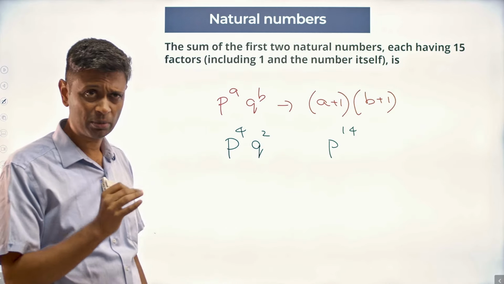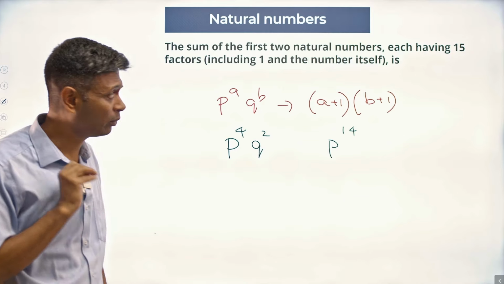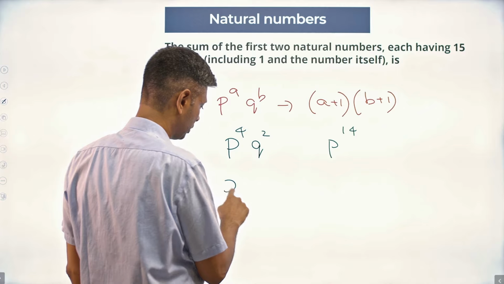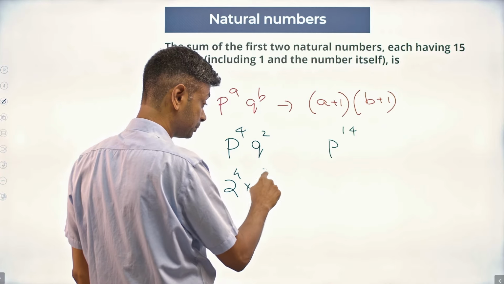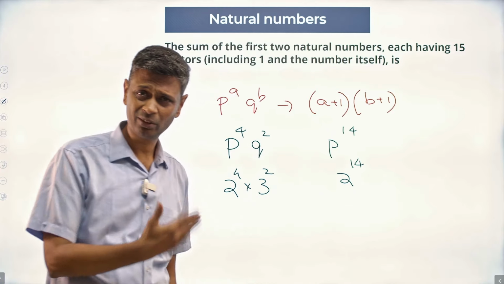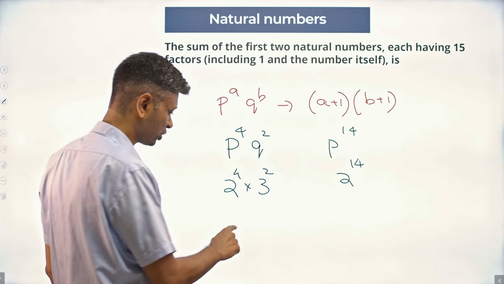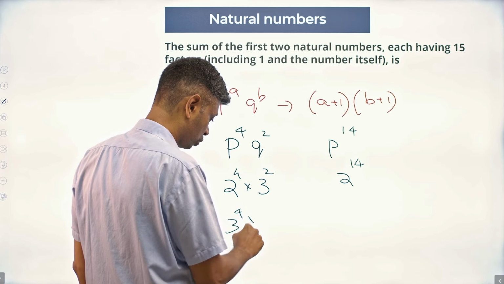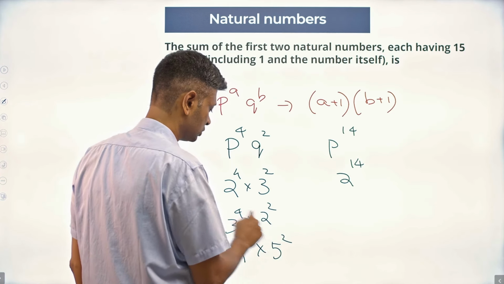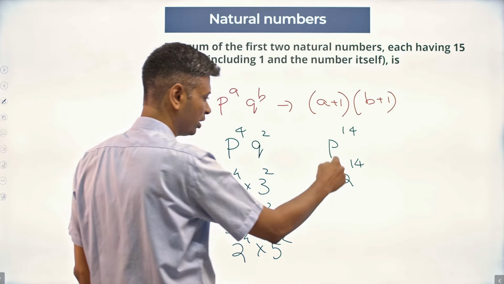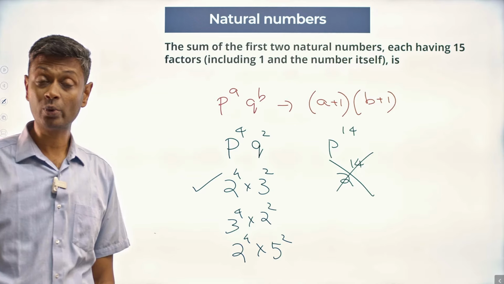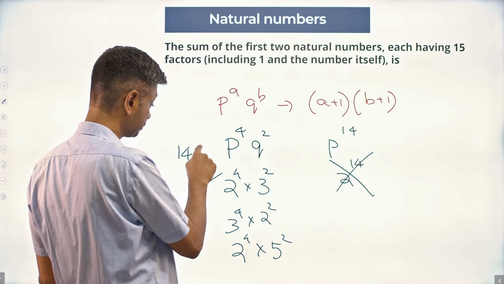First two natural numbers, each having 15 factors, including 1 and the number itself, which is nice. So p power 4 into q square, the smallest number, is 2 power 4 into 3 square. This is 2 power 14, which is huge, and so is out. The next smallest number is either 3 power 4 into 2 square or 2 power 4 into 5 square. Both these are smaller than this. So the smallest number is 2 power 4 into 3 square, 16 into 9, 144.